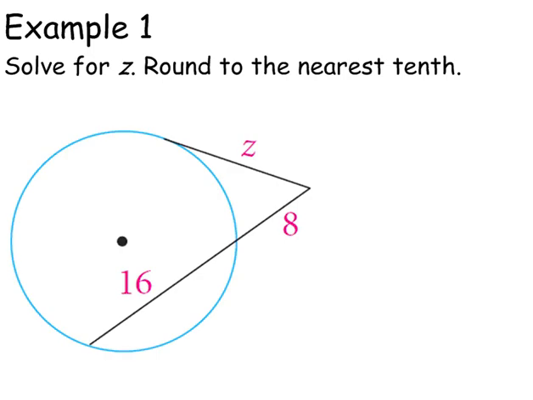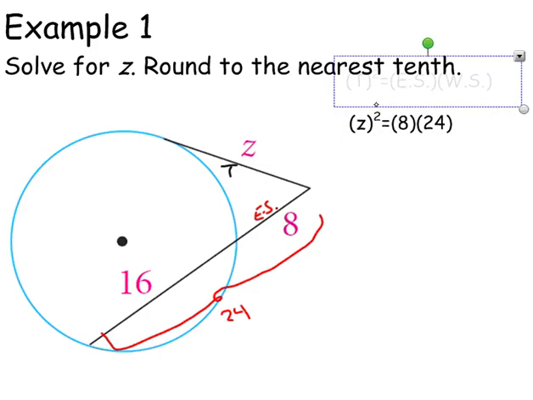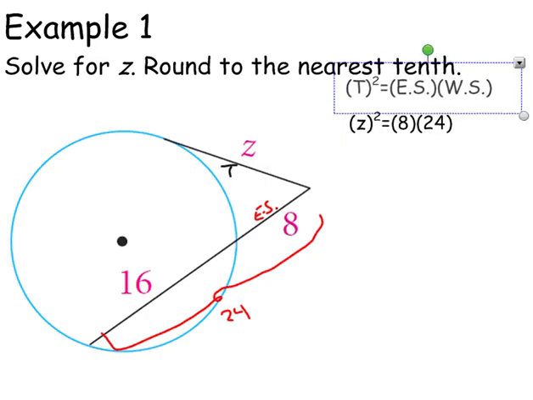Okay, let's work some out. Example 1, solve for z, round to the nearest tenth. So this z here is our tangent. This 8 is the external secant. And our whole secant is going to be 16 plus 8, which is 24. So here's our formula.